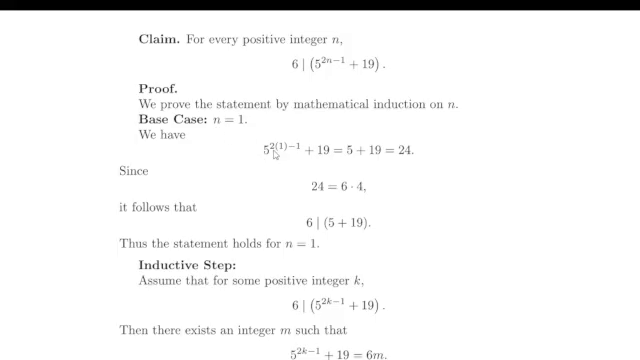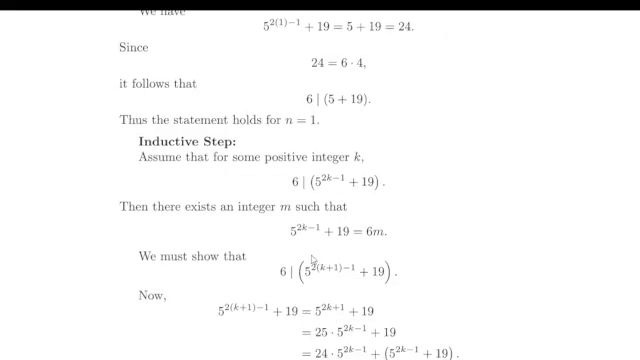So we have 5 raised to 2 times 1 minus 1 power plus 19. That simplifies to just 5 plus 19, which is 24. And we know that 24 is 6 times 4, which means 6 divides 24, and so 6 divides 5 plus 19. So this statement holds for n equals 1.